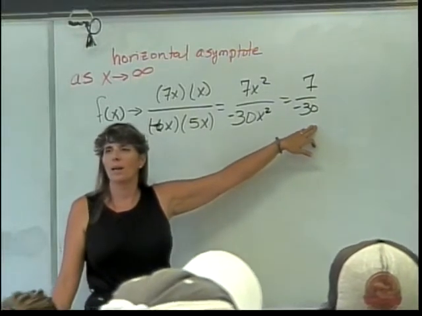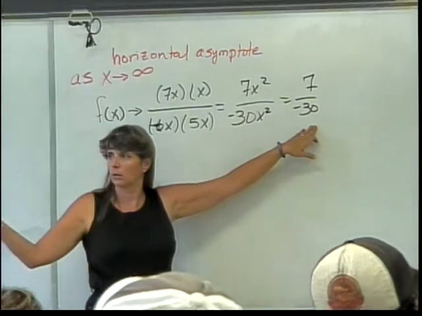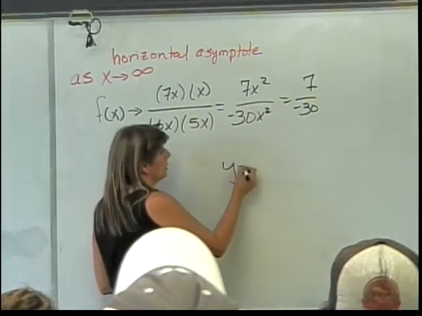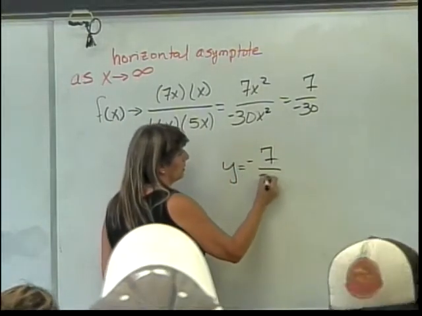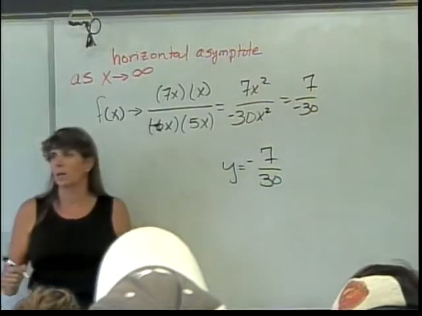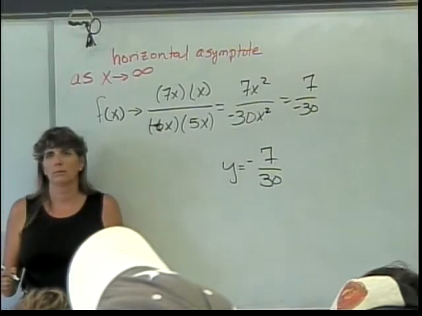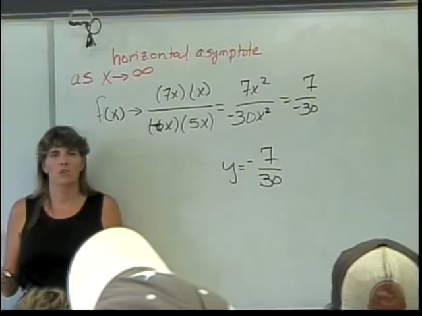How do I write that as my horizontal asymptote? y equals negative 7 over 30. It doesn't matter whether you put your negative sign on the top, bottom, or up front, because it will always be the same. It's not changing.